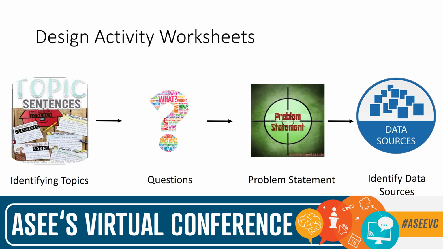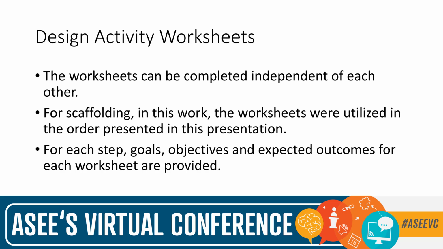The worksheet method presented here was created to capture key elements of each stage for developing research questions in a one-page format. The method walks students through the process of identifying topics, transforming the topics into questions, using answers to those questions to build a sound problem statement, then identifying data sources to support the subsequent implementation of a research plan. The worksheets can be completed independently of each other.